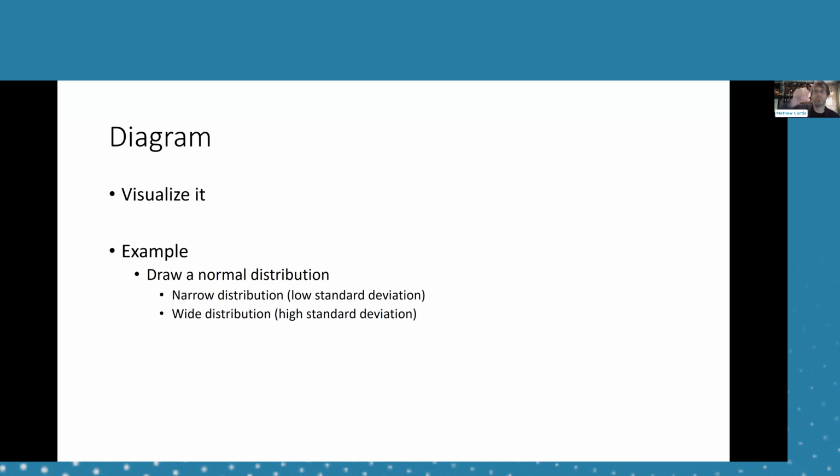So it goes really long. And then there, I say this is an example of a high standard deviation. Again, there's other visuals I could have shown, but this is visualizing the D for diagram. Then we move on to the E for example.